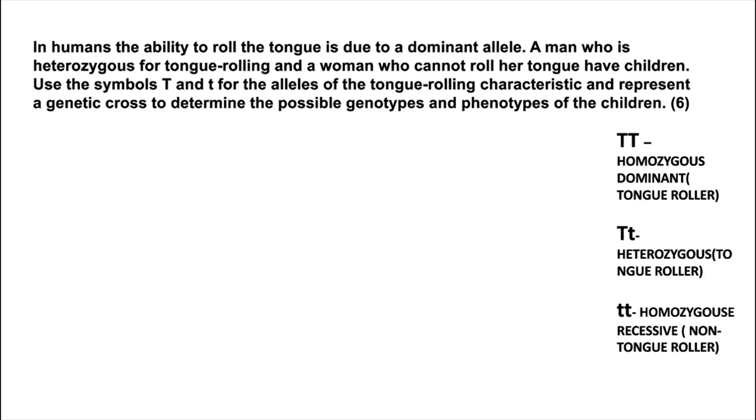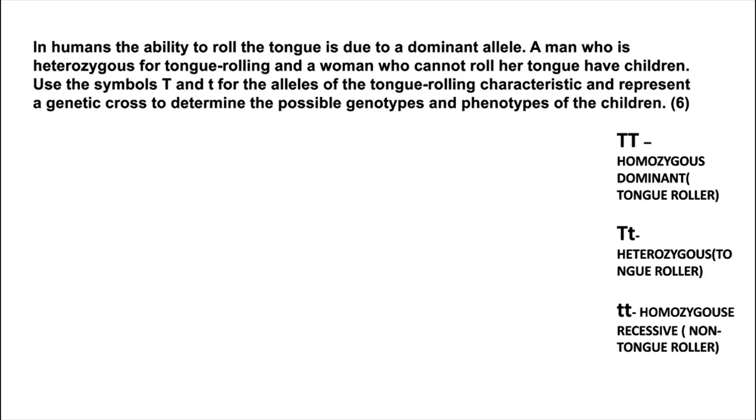So this tells us that we will have phenotypes which are going to be a tongue roller and a non-tongue roller. So a man who is heterozygous, tongue rolling, and a woman who cannot roll her tongue have children. So use the symbols capital letter T and small letter t for the alleles of the tongue rolling characteristic. So the capital letter T is a dominant allele and the small letter t is for recessive. So they say represent a genetic cross to determine the possible genotypes and phenotypes of the children.